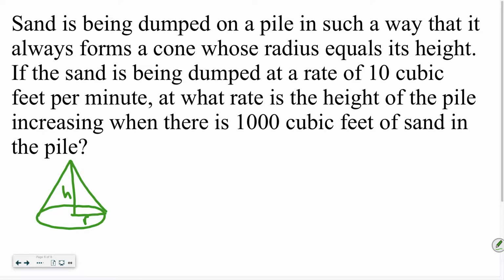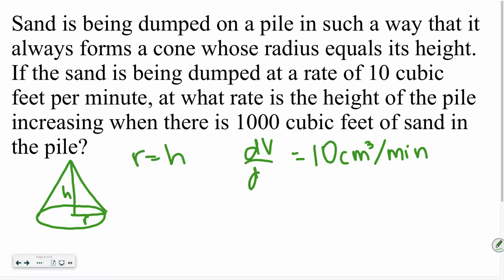What do we know? We know radius equals height. What else? What rate would that be? 10 cubic feet per minute. Okay, so we know that dV dt is this. And we are looking for the rate of the height. At what rate is the height of the pile increasing?